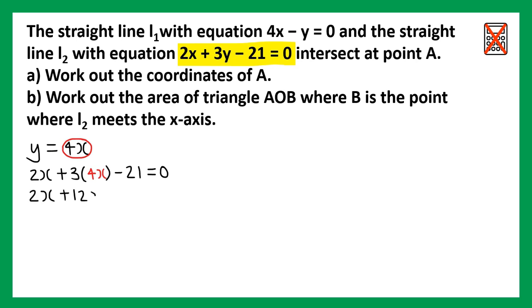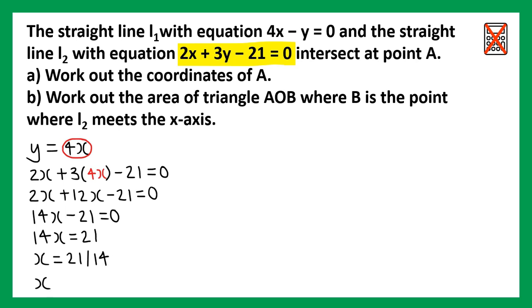Replacing y for 4x eliminates y. Simplify: 2x plus 12x minus 21 equals 0. Simplifying further gives me 14x minus 21 is equal to 0. And solving to find x, 14x is equal to 21, which means that x is equal to 21 over 14, and simplifies to give me 3 over 2.